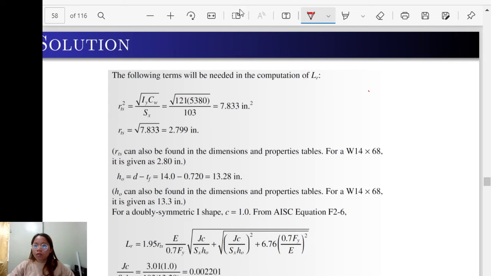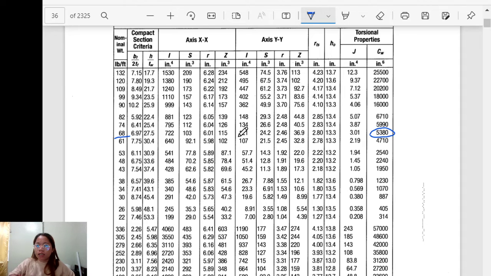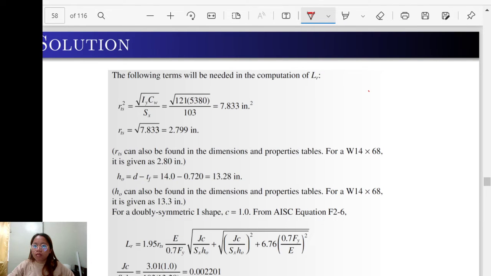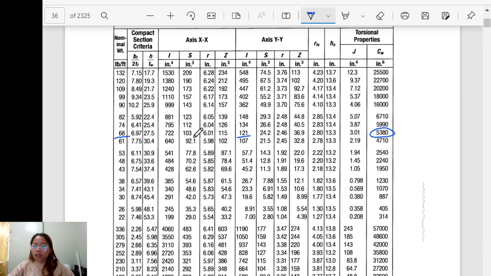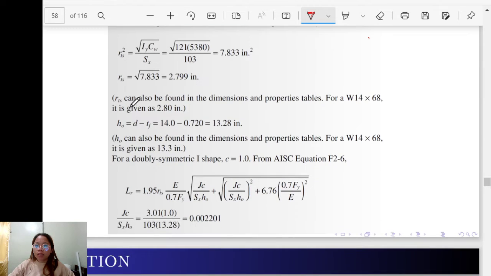And your I sub y is 121 inches to the fourth, divided by S sub x, which can also be found in the table, that is 103. So the value for your r sub ts, the square root of this one, is 2.791 inches. r sub ts can also be found in the dimension properties.